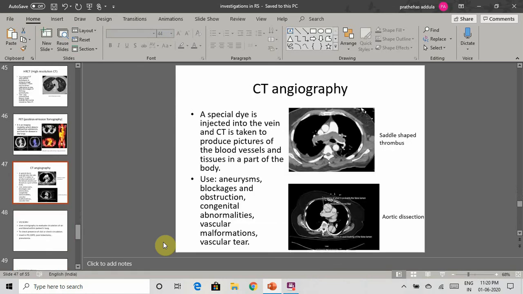Coming to CT angiography, special dye is injected into the vein and CT is taken to produce pictures of blood vessels and tissue in a part of the body. And the first image you can see identifies saddle shaped thrombus. It is used in aneurysm, blockages and obstruction, congenital abnormalities, vascular malformations and vascular tear. The lower CT image shows aortic dissection which can be understood.